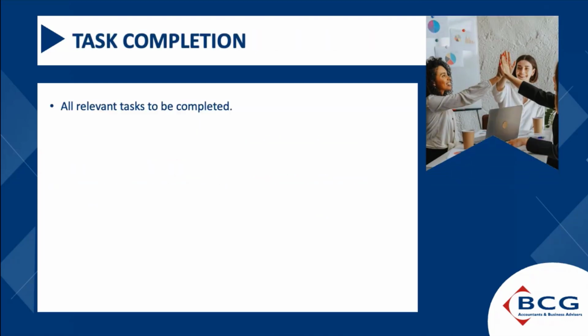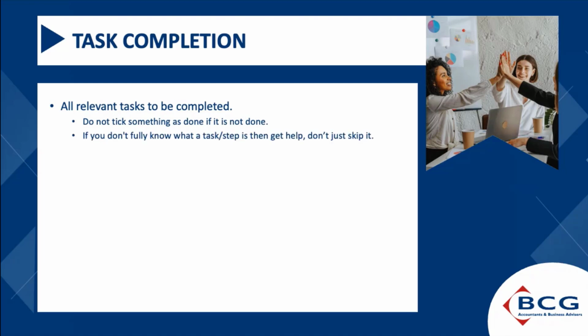Okay, so moving along to task completion. All relevant tasks need to be completed. So just reiterating the points there about the checklist, don't tick something off as done if it is not done. It's extremely dangerous. And if you don't fully know what the task or the step is, then get help. Don't just skip over it. Make sure that we're completing all tasks that need to be done thoroughly and correctly.